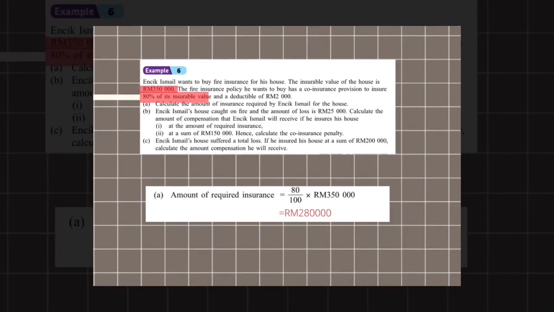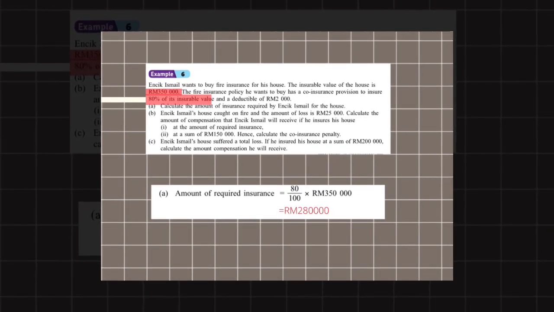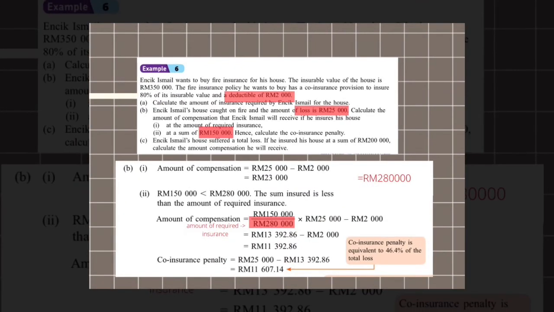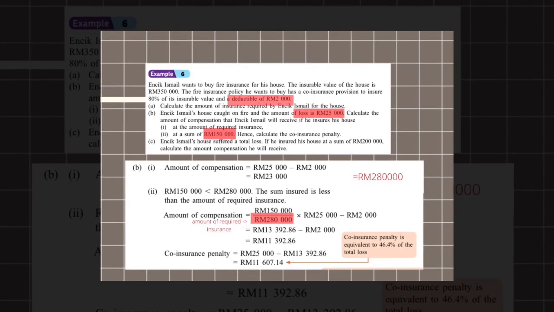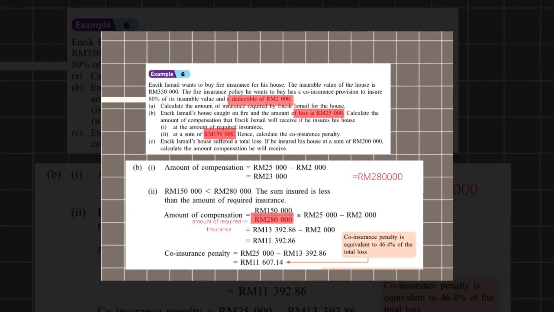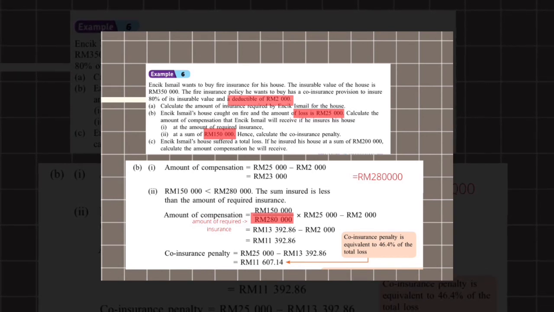The amount of insurance required by Encik Ismail for the house is 80% of the 350,000 ringgit, which is 280,000 ringgit. B, Roman 1. If he insures his house at the amount of required insurance, the total loss should be deducted with the deductible to get the final answer. Next, for B, Roman 2, the sum insured is less than the amount of required insurance. Therefore, we need to use the formula from before.